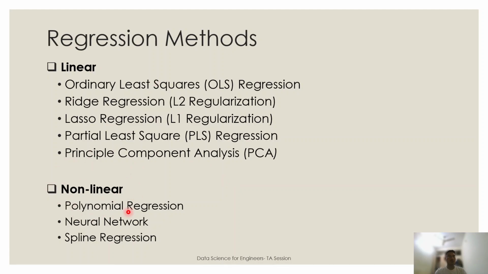Then the next one is the non-linear model. Polynomial regression means we are just having the x values, where you are considering x square, ax square, ax plus bx cube, and all those kinds of things. Neural network is a kind of linear combination, multiple linear combinations, and spline regression. So all these are examples, in-depth examples, of nonlinear regression.